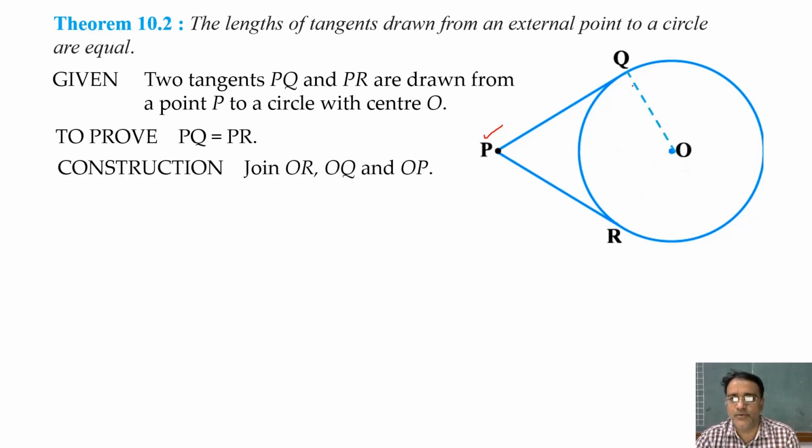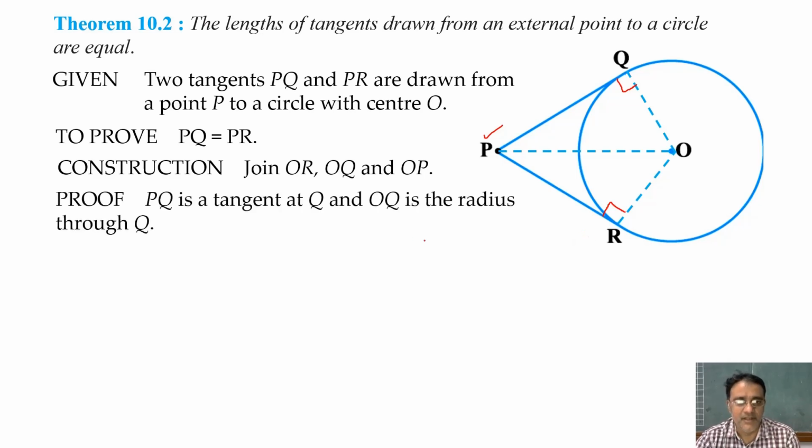So first we joined OQ, then OP, then OR, then OP. Okay, now we have to show that these two angles are 90 degrees. How will you show these two are 90 degrees? The tangent is perpendicular to the radius.